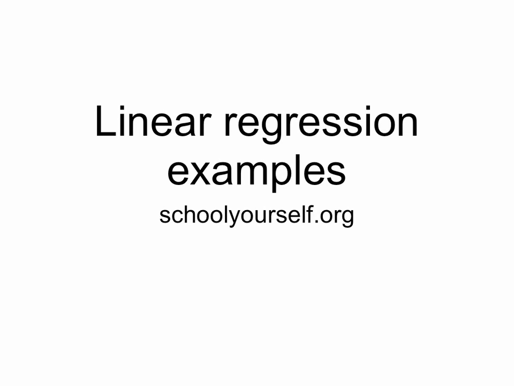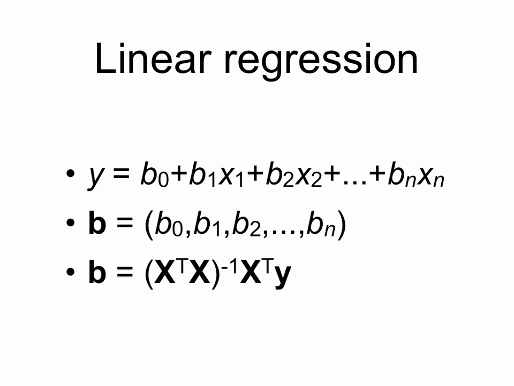So here we're going to work through two examples of linear regression. Recall that in linear regression, you're fitting x data to y data using parameters b. You want to express y as a linear combination, a sum of each parameter b times a different variable, either x1, x2, and so on. You can express all the b variables together as a vector, b, and the formula for b is x transpose x inverse times x transpose y.